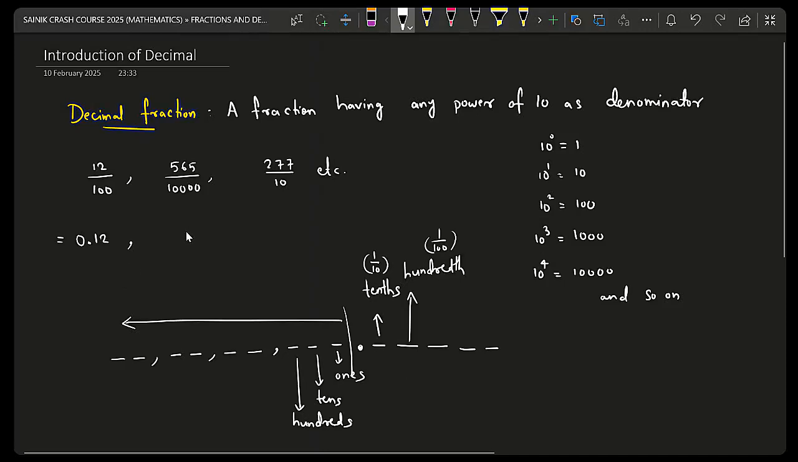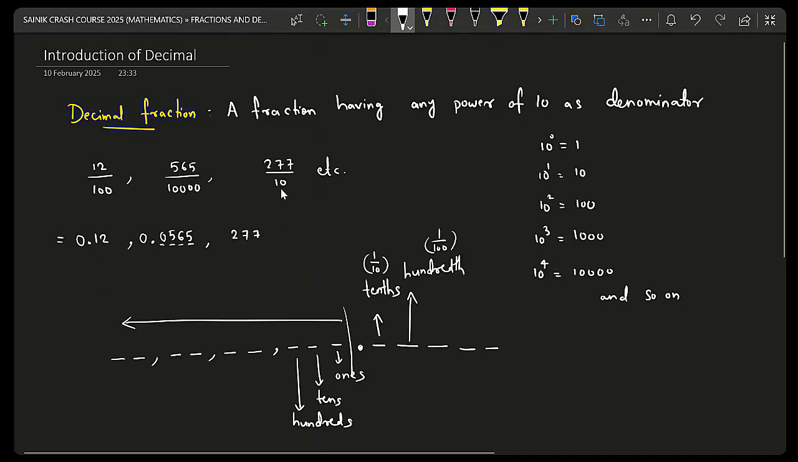So 565 divided by 10,000. First write the number as it is, 565, and count the number of zeros in the denominator. There are 4 zeros. So starting from right to left, you introduce decimal after the fourth place. 1, 2, 3. But to count the fourth one, there is no digit. So if there is no digit, we can always use 0. So 1, 2, 3, 4. 4 I counted. Then use the decimal point. Then introduce 0 here. So the decimal form of the given fraction is 0.0565.